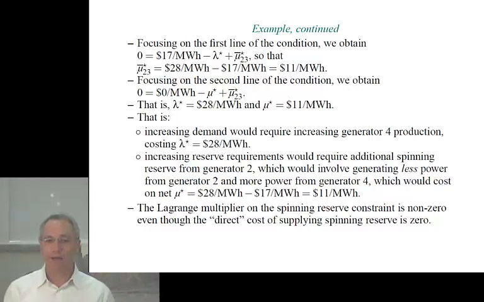Remember, generator 1 was fully dispatched and wasn't providing any reserves. So if we need more reserve from generator 2, we're going to be able to produce less energy, less power from it. What does that mean? We're going to have to generate more power from generator 4. And on net, each extra megawatt of reserve would force us to increase generator 4 by a megawatt, which would cost an additional $28 a megawatt hour. Of course, we'd be generating one less megawatt from generator 2. However, the net effect would be increased by 28, savings of 17, a net cost of $11 a megawatt hour. So what we can see is that there's a non-zero Lagrange multiplier on spinning reserve, even though the direct cost of supplying spinning reserve is 0.